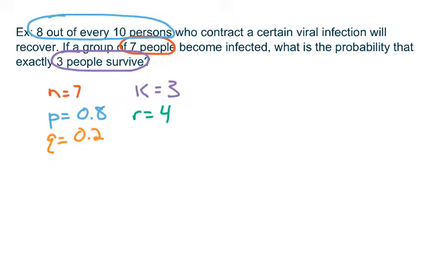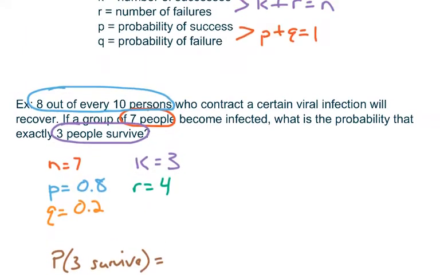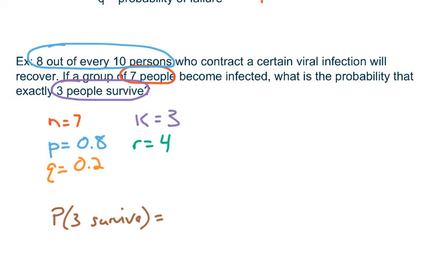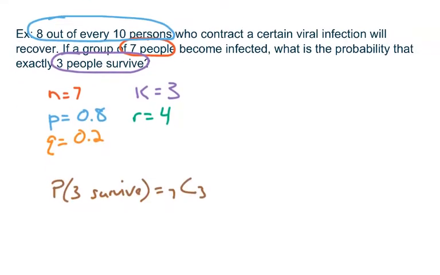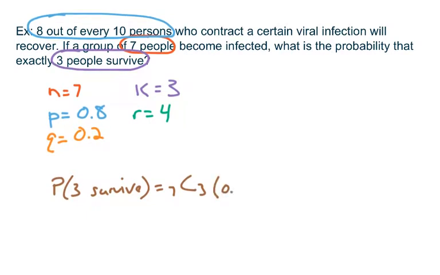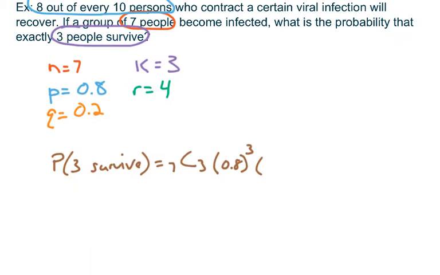Okay, so let me switch to a color I haven't used. We'll work with the lovely brown color. So the probability that 3 survive, or we could say 3 successes or 3 recover, or whatever you want to call it, is equal to, and we're going to go back to our formula here, NCK. So our n value is 7. CK, which is 3, times, we got p to the k power. P is 0.8, so 0.8 to the k power, which is, again, 3, times, what do we got left? Q to the r power. So Q is 0.2, and our r value here is 4.